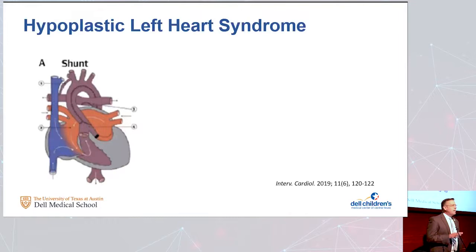Starting off, how we get to the Fontan circulation, we'll use hypoplastic left heart syndrome as an example. That's where we utilize the Norwood procedure, and then also deliver pulmonary blood flow via the Blalock-Taussig-Thomas shunt.